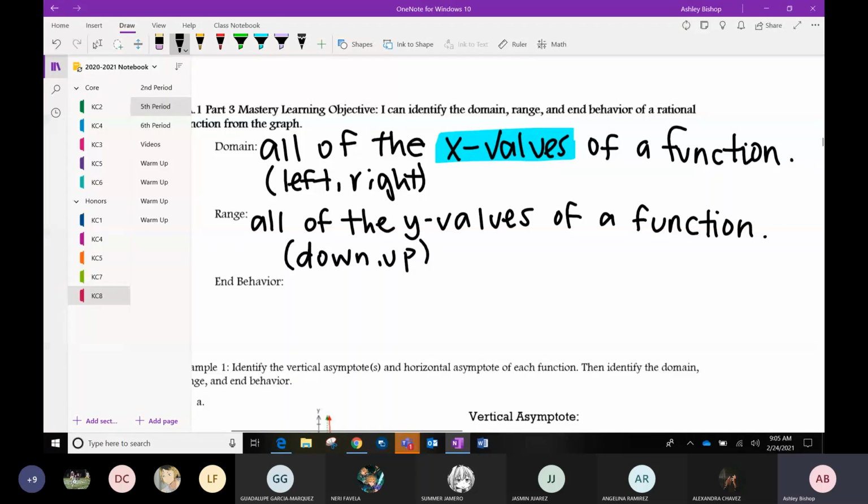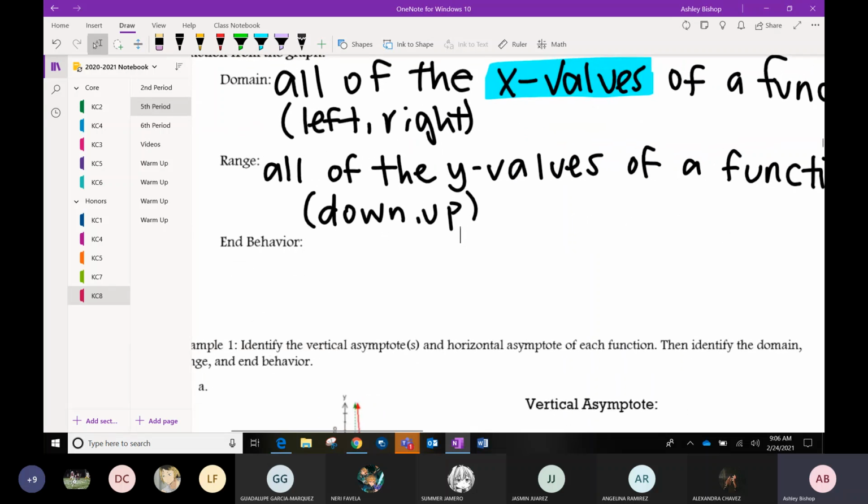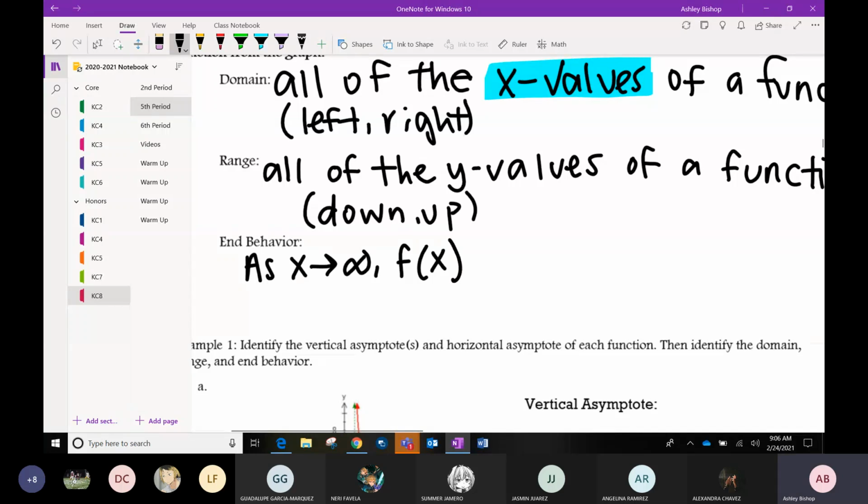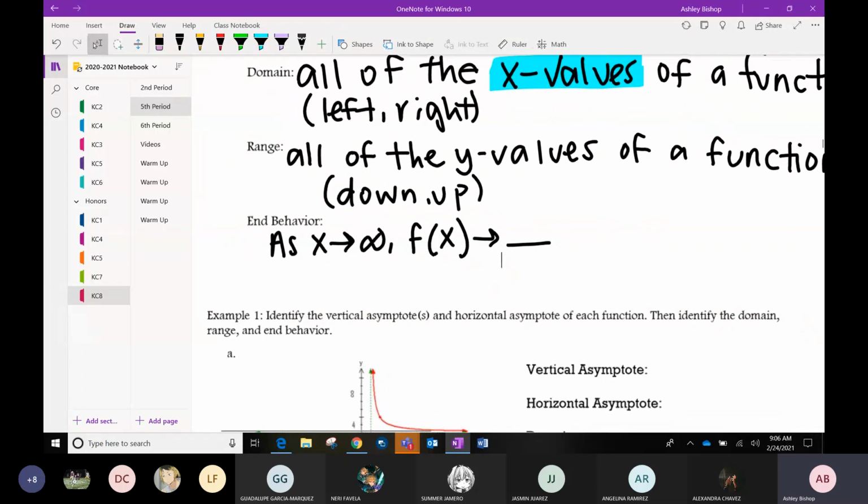Alrighty, and then my favorite one, this one is my favorite because 9.9 out of 10 times all 20 of you get these questions right. End behavior. End behavior looks just a little bit different. So end behavior is still going to look like this part: as x approaches positive infinity, f of x approaches blank. So that part's still the same. We'll talk about what's different in a second. And as x approaches negative infinity, f of x approaches blank.